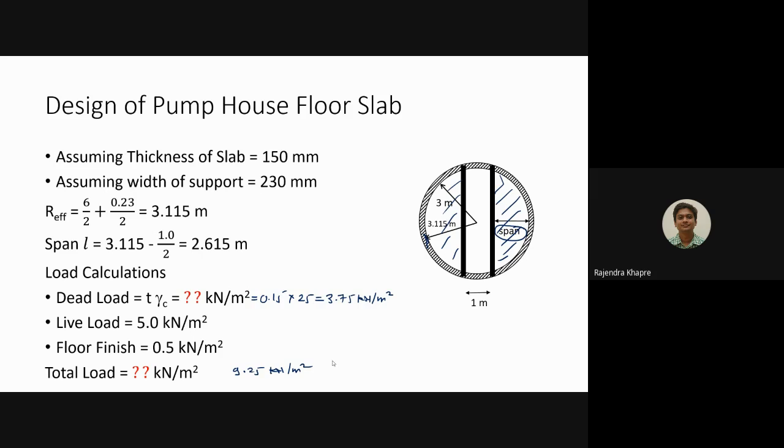So for this much load we now have to design the slab. Now remember, this slab is basically a D kind of shape, semicircular shape, and definitely we have to design it in such a way that it will be sagging in the shorter direction, not the longer direction.